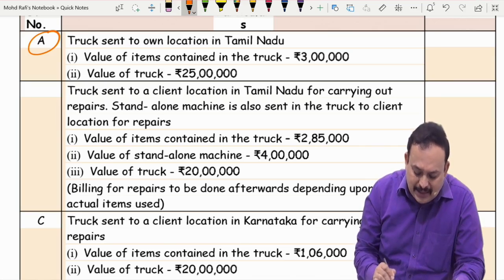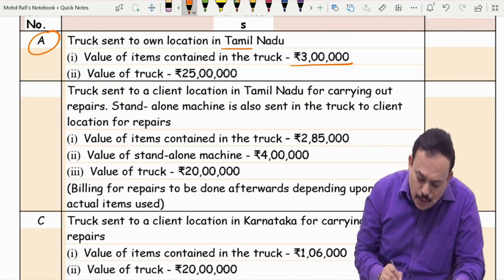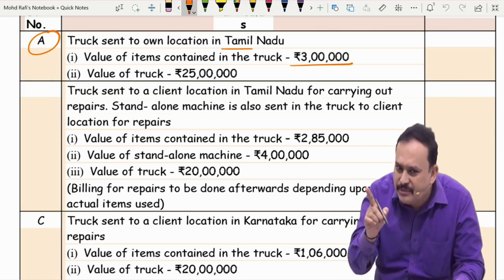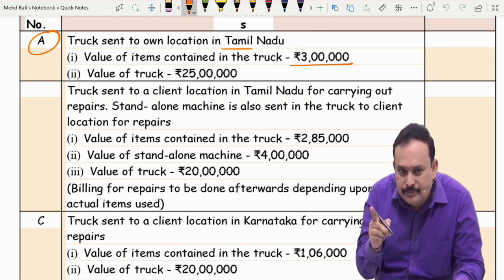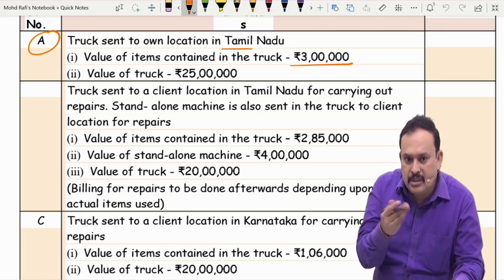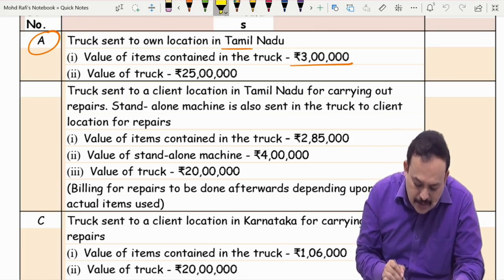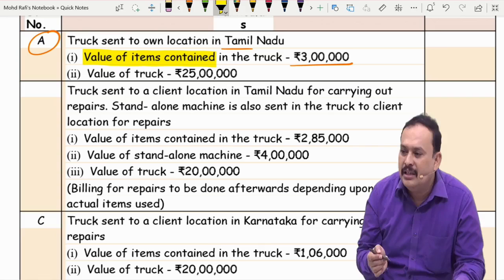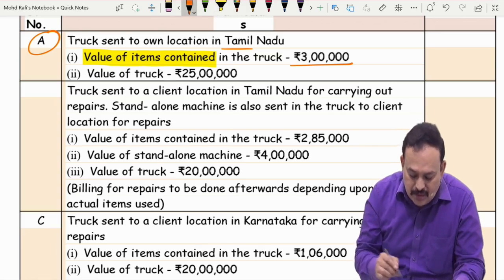Value of items contained in the truck, 3 lakhs, sent to their own location, means interstate branch transfer, distinct persons. Is the 3 lakhs a supply, yes or no? 3 lakhs in stock, my dear, is stock. Value of items means stock, interstate supply. So 3 lakh worth of goods is a supply.